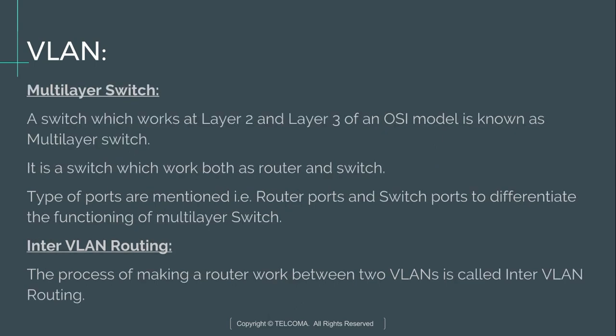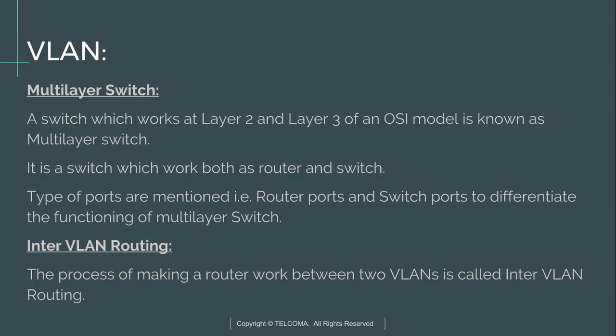The next is the multi-layer switch. Multi-layer switches are switches which work at both layer 2 and layer 3 of the OSI model. Those switches are known as multi-layer switches, and they work as both a router and a switch. Here we assign a particular function to the ports to differentiate the functioning of the multi-layer switch, so we assign router ports and switch ports on the multi-layer switch.